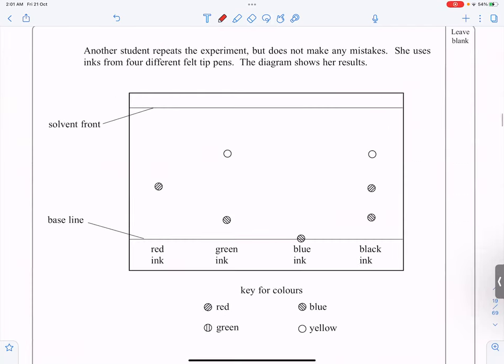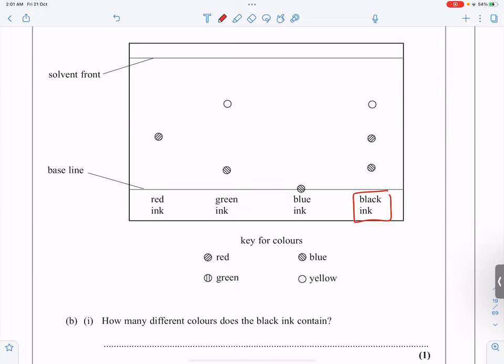Another student repeats the experiment but doesn't make any mistakes. She uses inks from 4 different felt pens. The diagram shows her results. Of course, the black ink is clearly made up of 3 colors. The color at the bottom is the blue, the one after it is the red, and the one at the very top is the yellow.